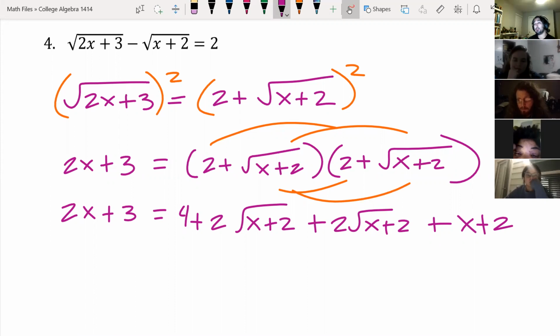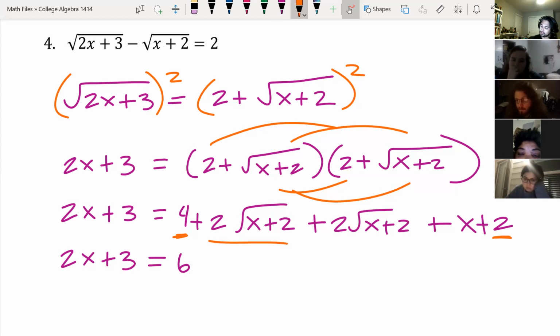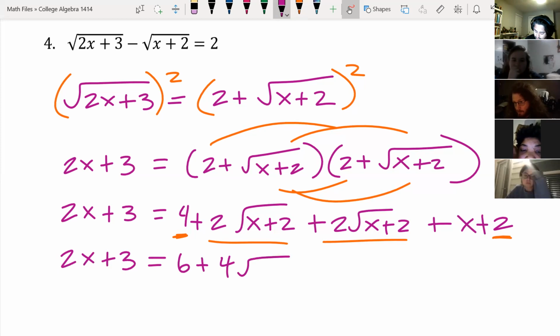Okay. And now let's go ahead and combine like terms on the right side. Left side is still good. So I have 4 and I have 2. We get 6. I have 2 square root of x plus 2 plus 2 square root of x plus 2. What does that give me? 4 square root of x plus 2. And this x is all that's left over. Okay. Oh, we still got a mess, right?